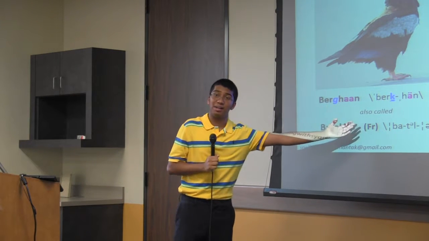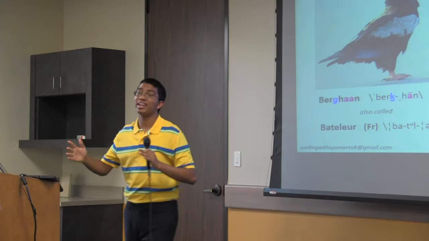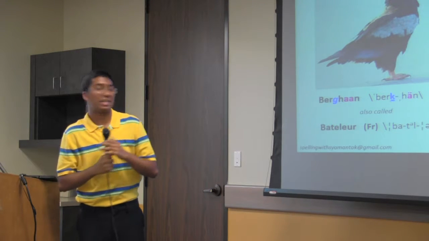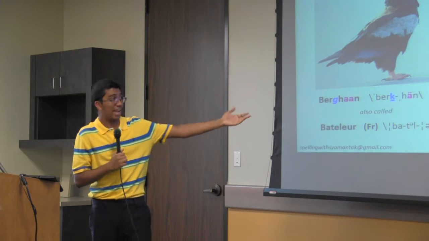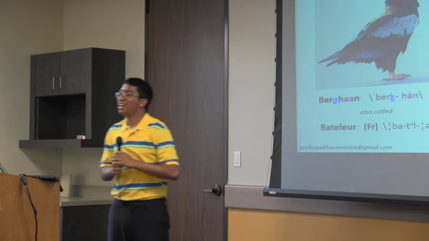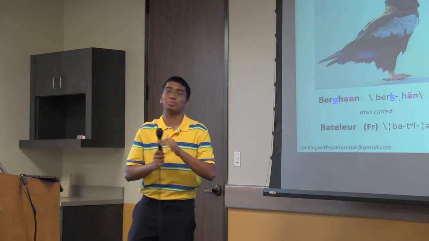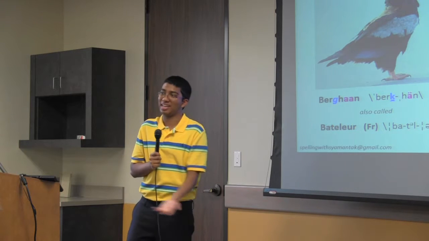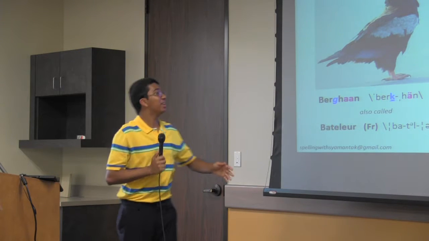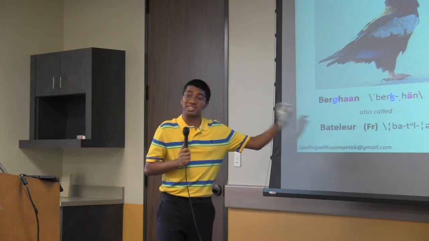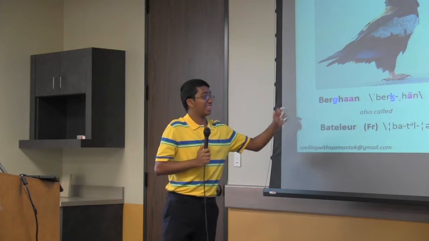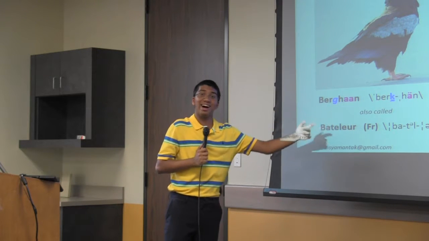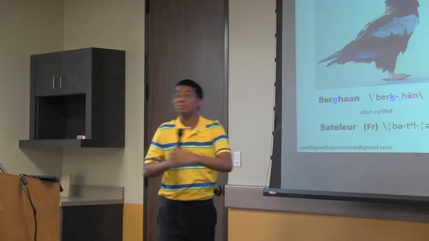And it has the A, the AA. And apart from that, it's pretty straightforward, right? It's just a B-E-R, an H, and an N. And so, if you didn't know how to spell this, it would be pretty complicated, right? Berghahn. And you might spell it with like a K or an H-O-N. But now that you know that Dutch does these very specific weird things, like the K sound making a G, and the A sound making an A-A, now you know how to spell Berghahn.